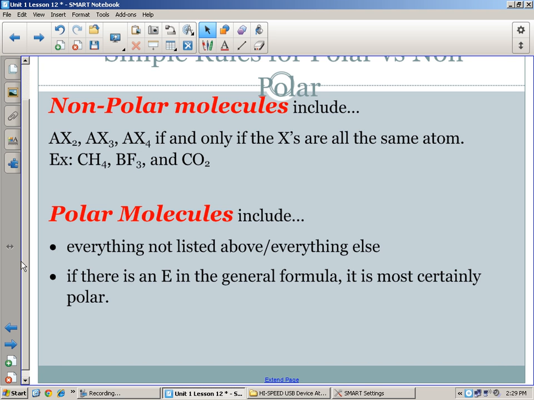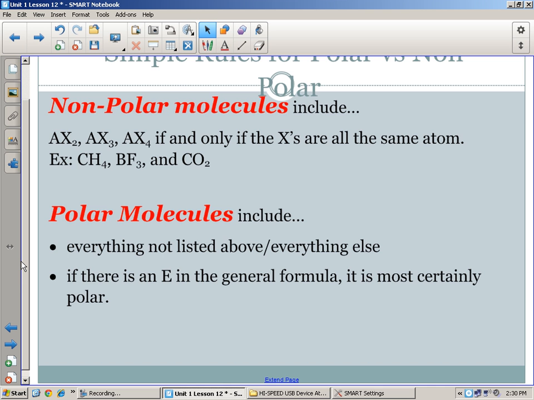Nonpolar molecules are possibly AX2, AX3, AX4 if the X's are all the same atom. Examples are CH4, BF3, CO2. AX2, AX3, AX4, but the X's have to be all the same.